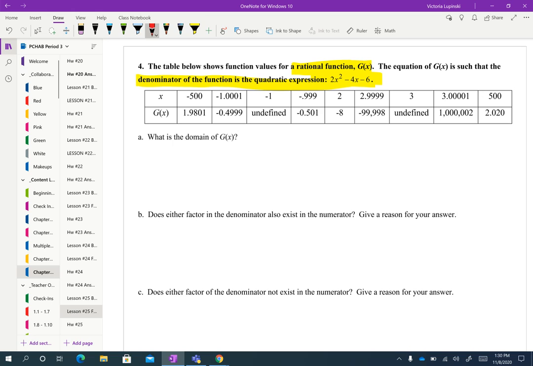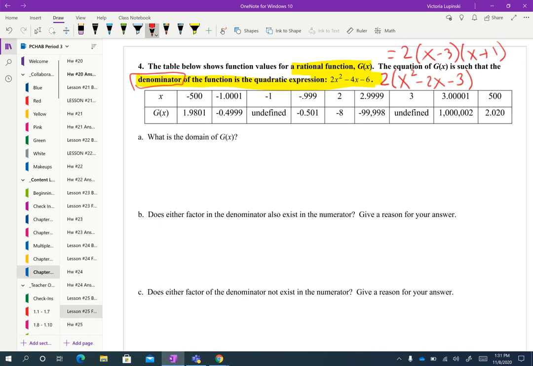I don't know if I'm going to need to or not, but I'm going to go ahead and factor that just in case. So I'm going to factor out a 2. That's going to give me x squared minus 2x minus 3. Oh, sorry. I wrote 6, but I meant 3. So x squared minus 2x minus 3. Factors of -3 that add up to be -2. That's x minus 3 and x plus 1. So again, they have told me without a doubt that that is my denominator. So I'm going to want to keep that in mind.